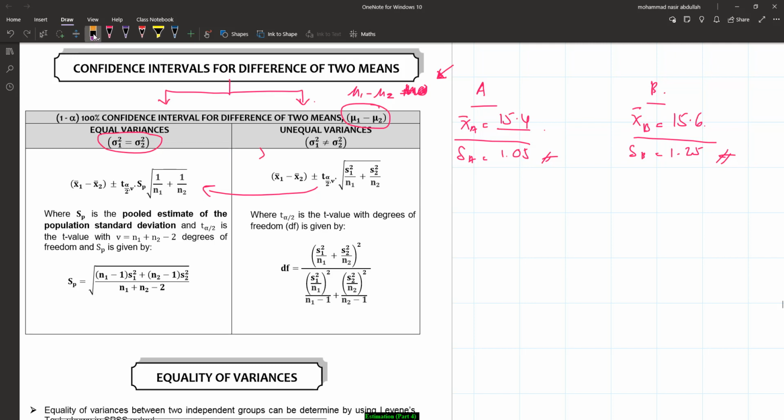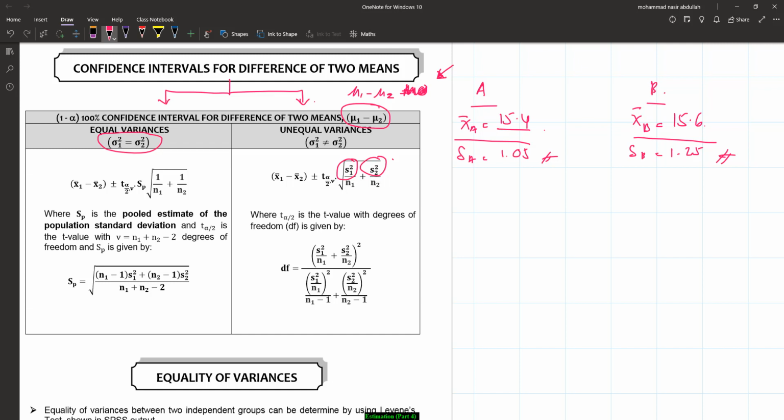Yes, correct. So when we have equal variance, we're going to use pooled standard deviation. When you have unequal variance, then we use different standard deviations, different variances. That's why we have two variants, right? So pooled standard deviation means that we're going to pool two standard deviations into one standard deviation.